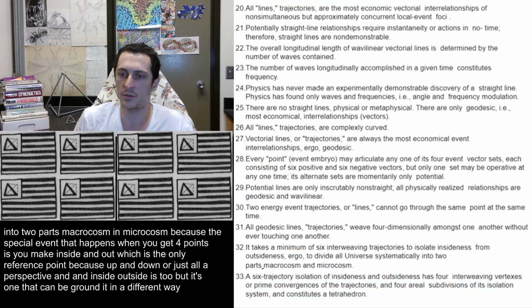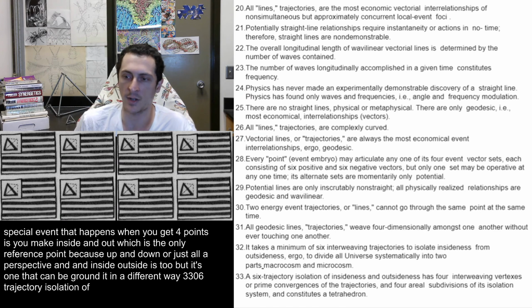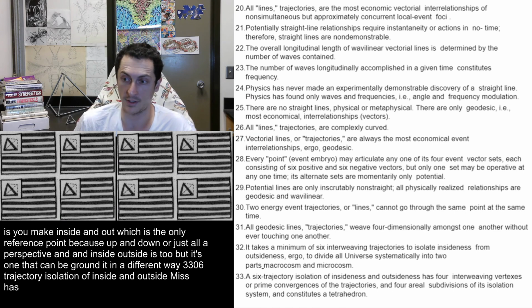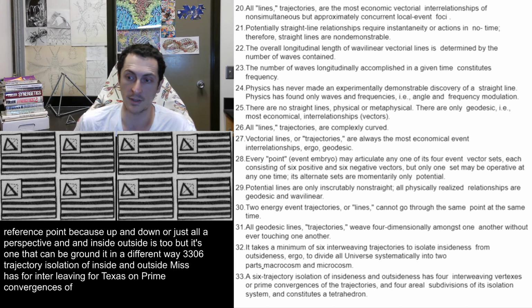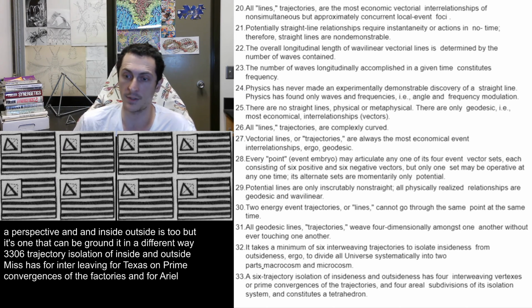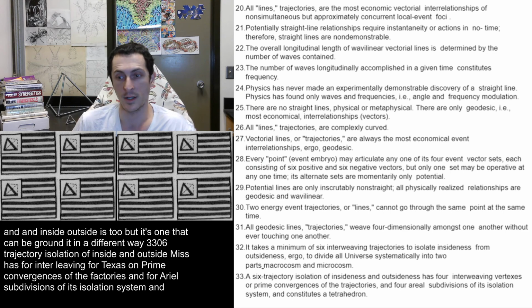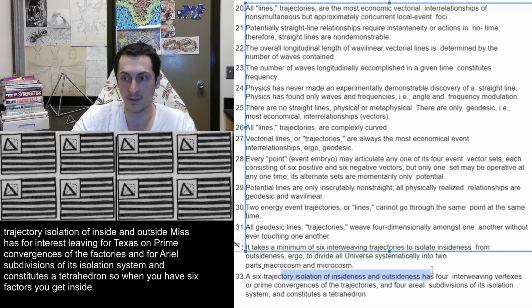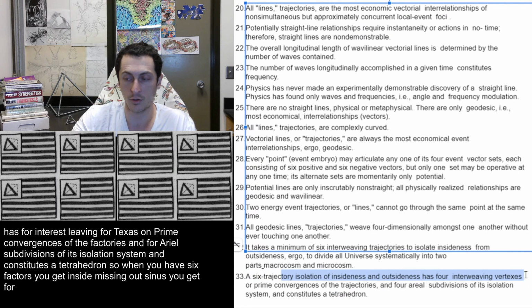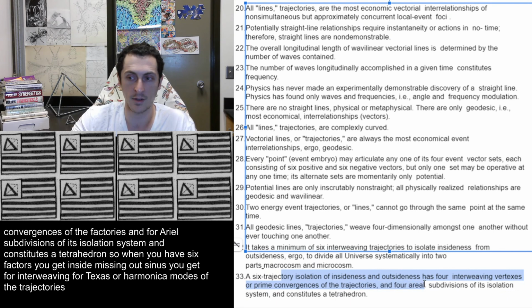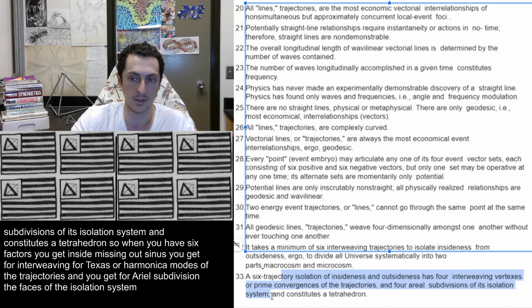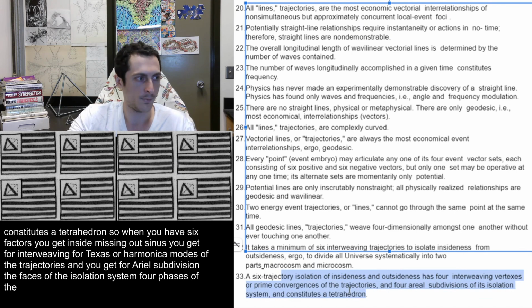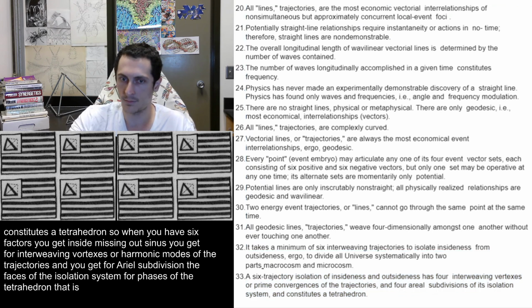33. A 6 trajectory isolation of insideness and outsideness has 4 interweaving vertices on prime convergences of the trajectories, and 4 areal subdivisions of its isolation system, and constitutes a tetrahedron. So when you have 6 vectors, you get insideness and outsideness, you get 4 interweaving vertexes, or harmonic modes of the trajectories. And you get 4 areal subdivisions, so faces, of the isolation system, 4 faces of the tetrahedron. So that is 240.